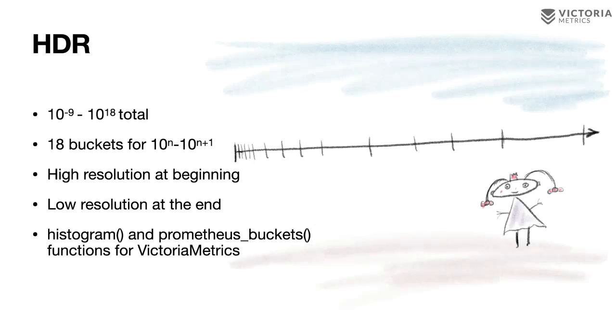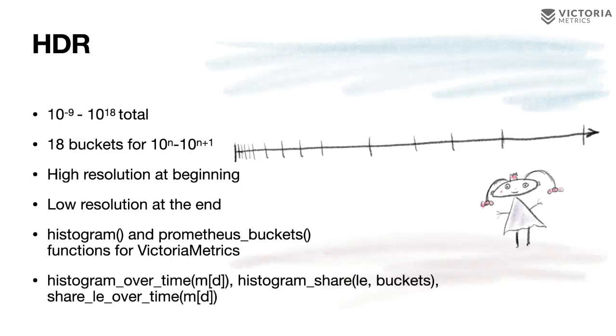VictoriaMetrics for converting VictoriaMetrics histogram buckets to Prometheus compatible buckets. And also he created some other functions just for working with these histograms, like histogram_over_time for calculating histogram for gauge values over the given time window D, histogram_share for calculating service level indicators like SLI or SLO, and share_le_over_time for calculating SLI, SLO for gauge values.